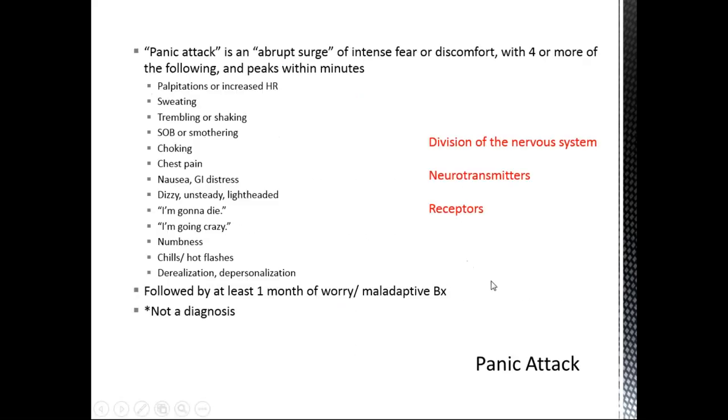So this is a panic attack. Panic attack is not itself a DSM-5 diagnosis. You can't be reimbursed for a panic attack. But this is what panic disorder is really based on. It's an abrupt surge of intense fear with four or more of the following symptoms.